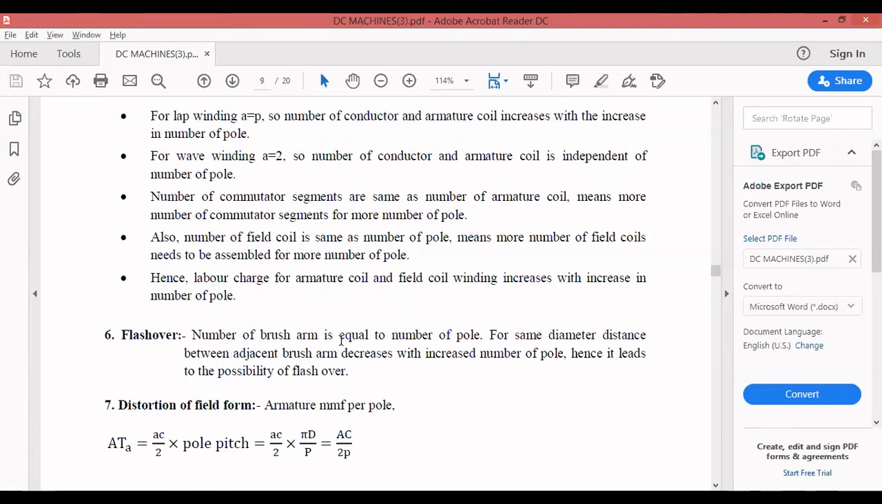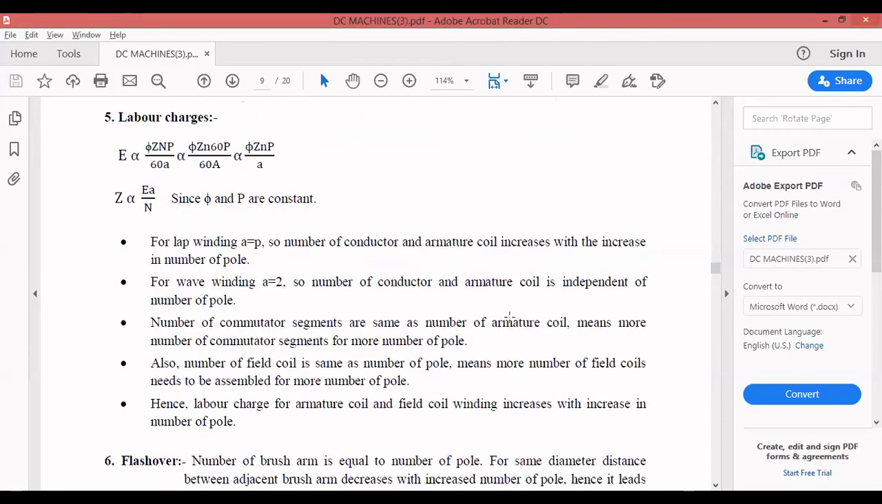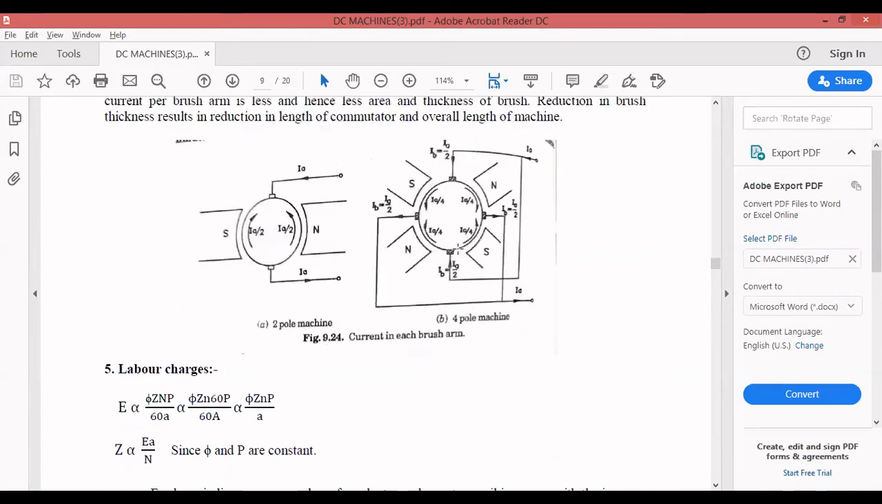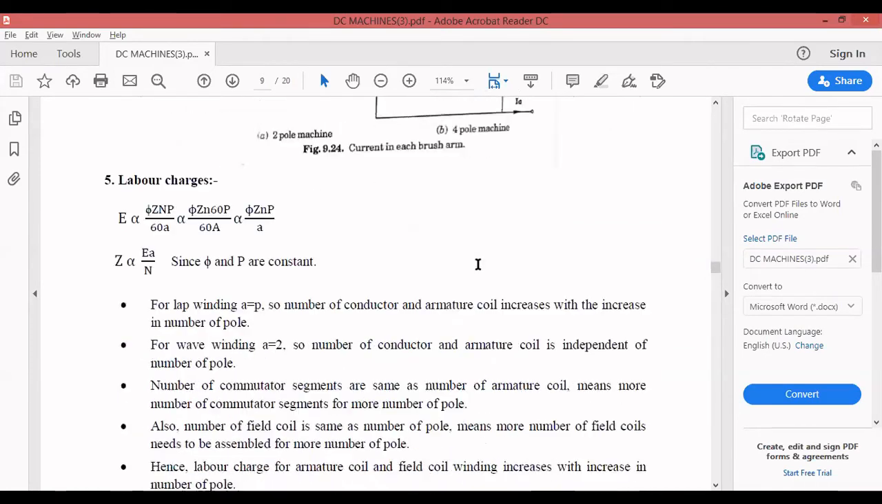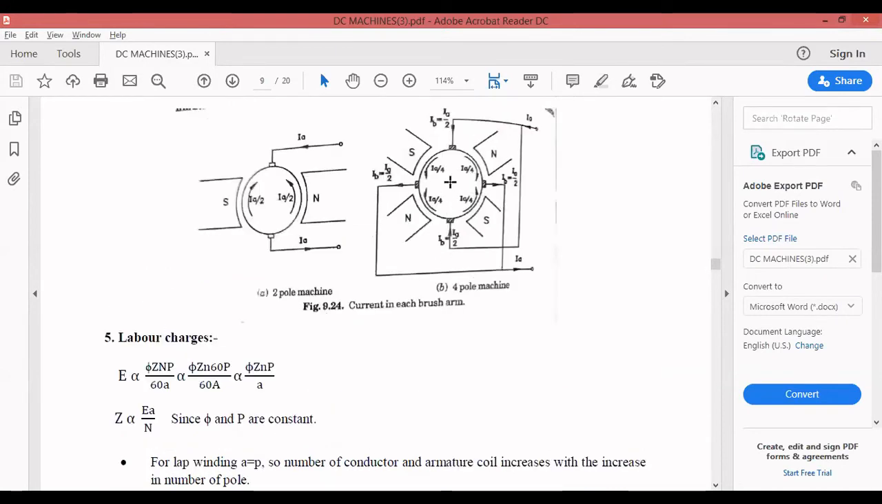Next, flashover. The number of brush arms is equal to the number of poles. As I told, the number of brushes will be equal to the number of poles, and the number of poles is equal to the number of commutators, which is equal to the number of brushes. For two poles, you can see the brushes are placed at almost 180 degrees.